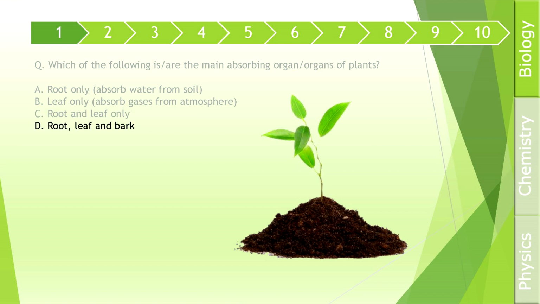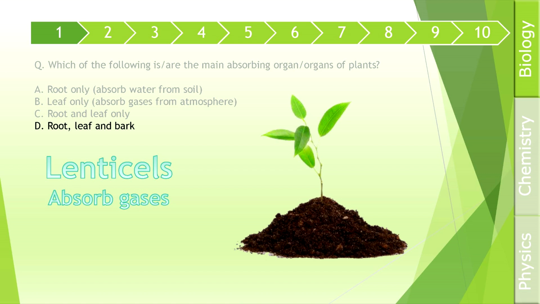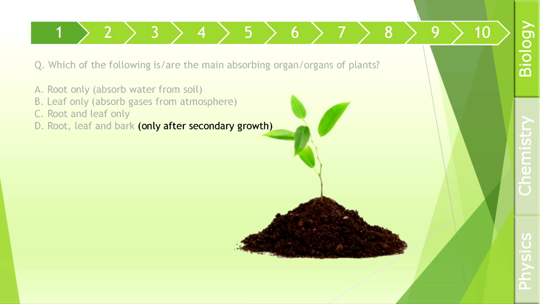D. Root, leaf and bark. To understand the absorption by barks, you need to know the term lenticels. In my book, I introduced the term on page B44. Lenticels are small cracks in tree bark and they do help in gas exchange. So essentially, bark is also an absorbing organ. However, lenticels develop only when a tree increases its width of stem. This is called secondary growth. Not all plants undergo secondary meristematic growth.